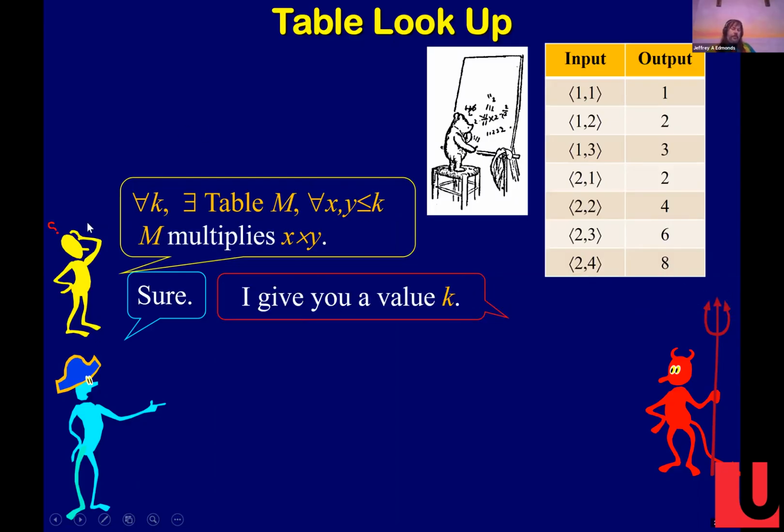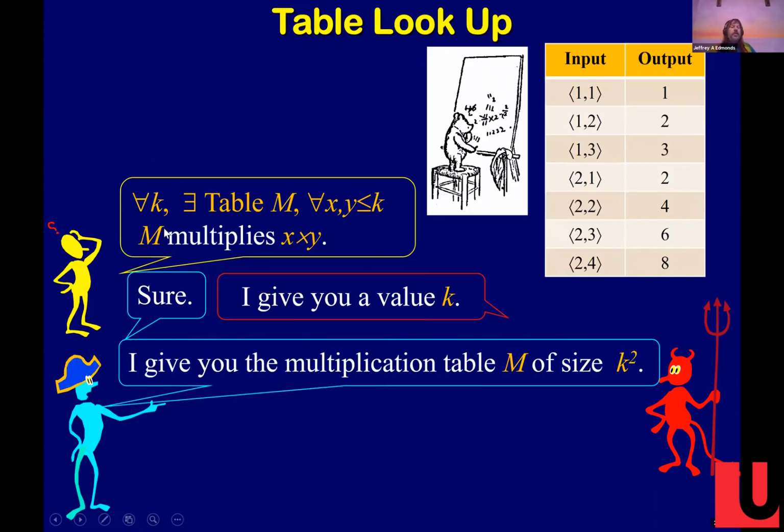So here's the game. It says for all k, so the adversary gives me an arbitrary value k, and then I build this table. You give me k, I build a table. How big will the table be? Well, it's got to multiply numbers up to k. So k values of x, k values of y, it's a table of size k squared.